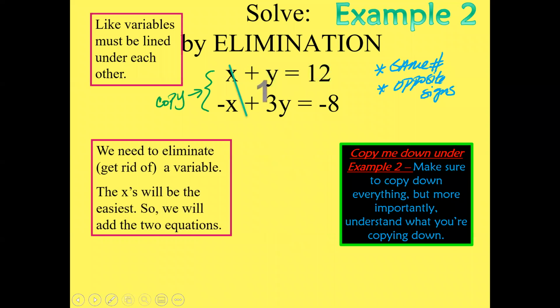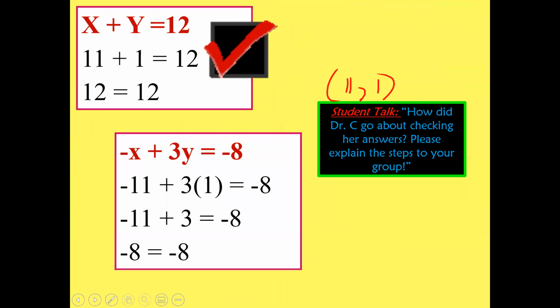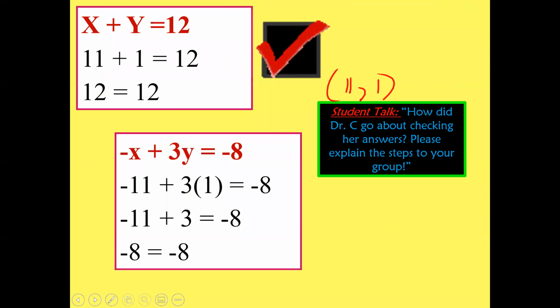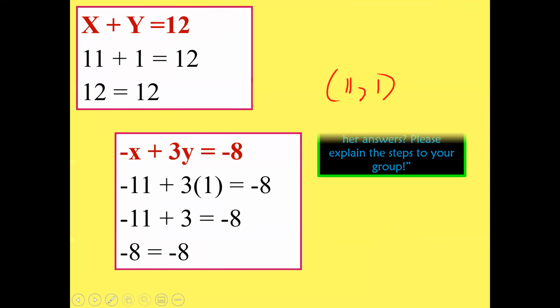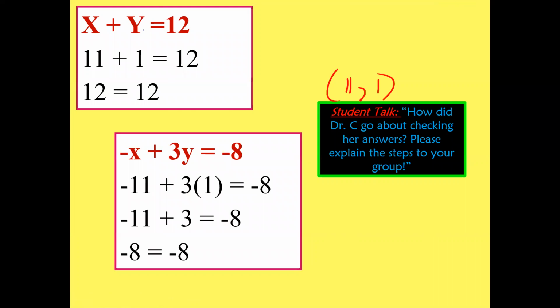All right, let's go ahead and go on to the next example. If you were to go ahead and check your answer, make sure that when you do check it, x plus y equals 12. Yep, that's correct. And then negative x plus 3y equals negative 8. Yep, that is correct as well.